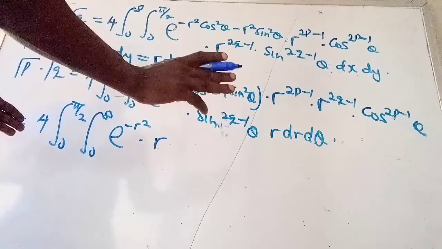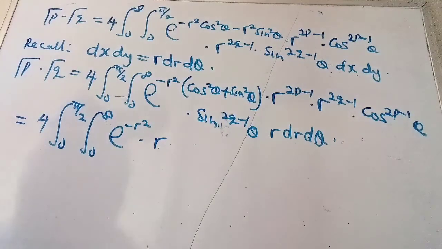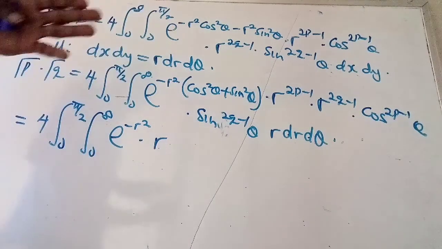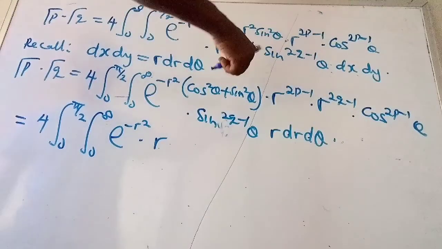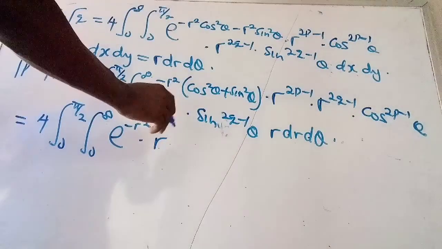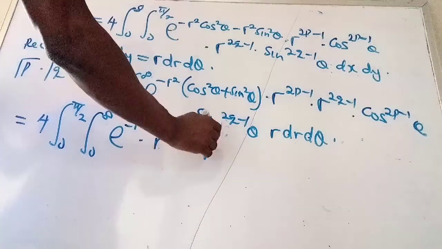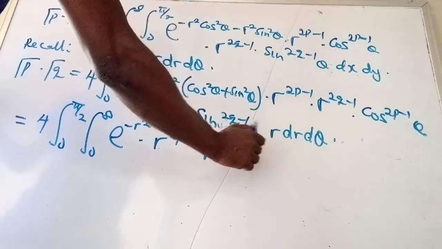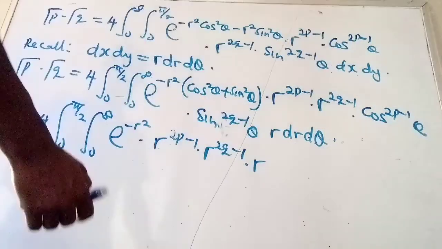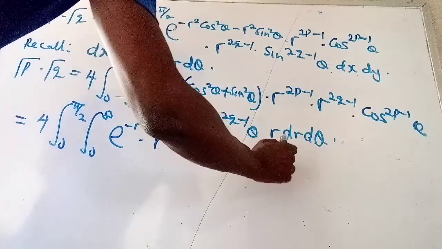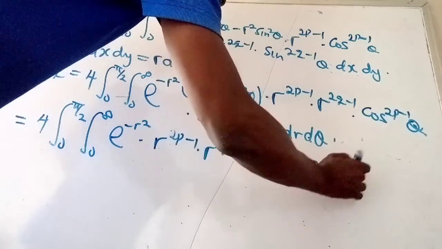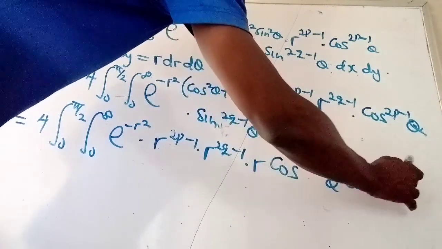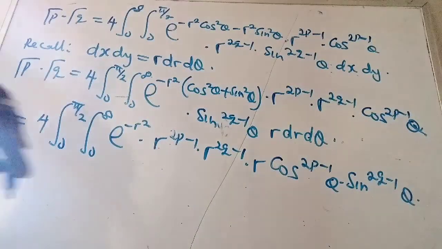Let me leave it for now. Why do I want to leave it? Because I want to rearrange so that this one, R, will also come in and follow this. So R raised to the power 2p minus 1, R raised to the power 2q minus 1 times this R. Then cos raised to the power 2p minus 1 theta, sine raised to the power 2q minus 1 theta, then dr d theta.